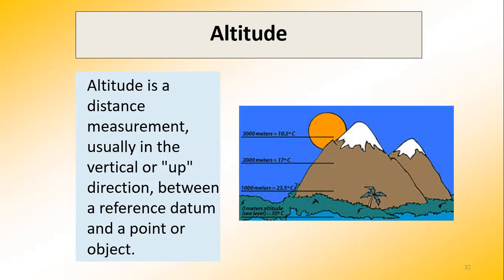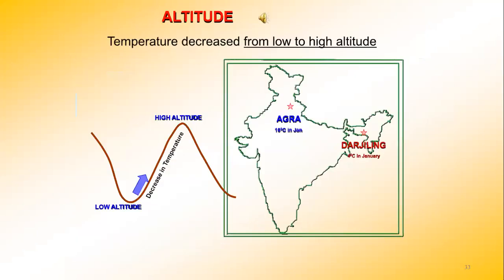And over here, like I told you all when I spoke to you about the latitudes, I told you that the Himalayas play an important role in giving the tropical touch to the climate of the whole of India. We'll discuss that over here. So now, what is altitude? Altitude is the distance that is measured, usually in a vertical or upward direction, between a reference datum and a point or object. So how much above the land or sea level something is, is called altitude.